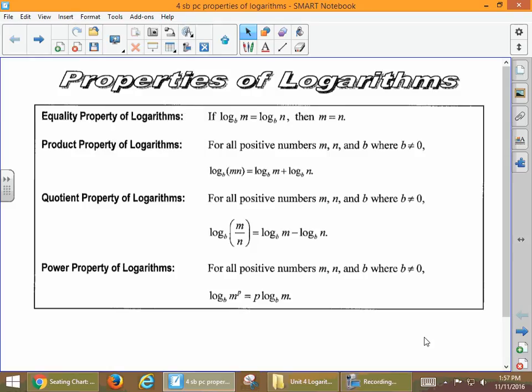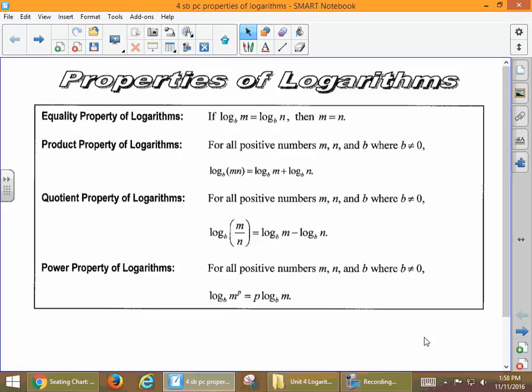So properties of logarithms. We have 5 specific properties of logarithms that we're going to look at. And if you took Algebra 2 last year, we did not do them all last year. 2 years ago? Yes. Last year, no.